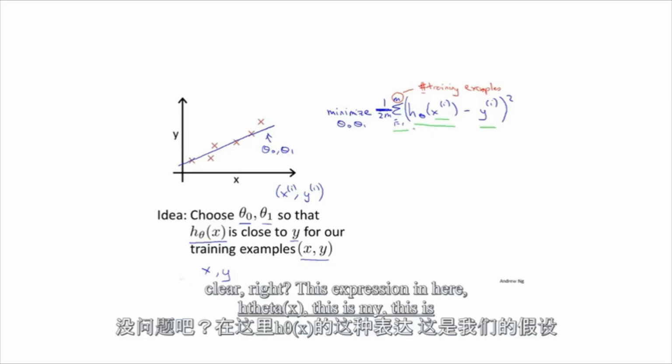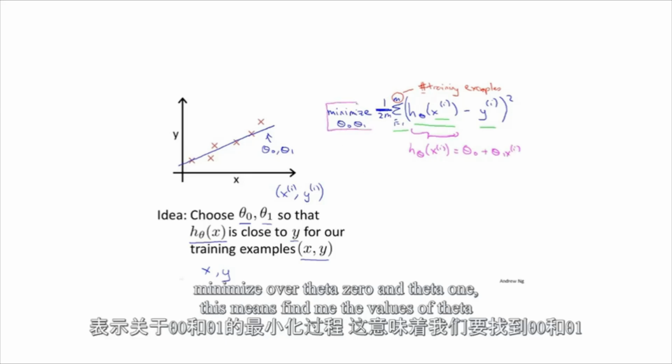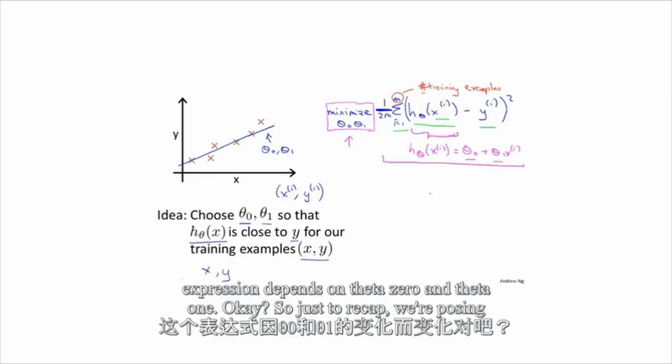And just to make sure this equation is clear, this expression in here, h subscript theta of x, is our usual hypothesis, that's equal to theta 0 plus theta 1 x i. And this notation, minimize over theta 0 and theta 1, means find me the values of theta 0 and theta 1 that cause this expression to be minimized. And this expression depends on theta 0 and theta 1.